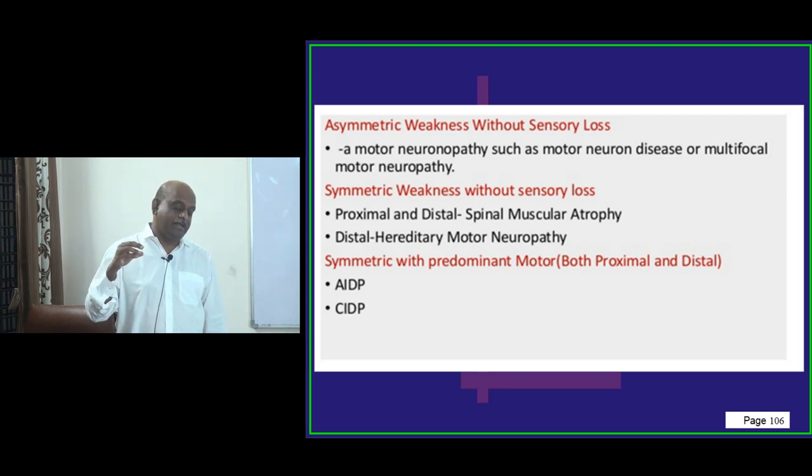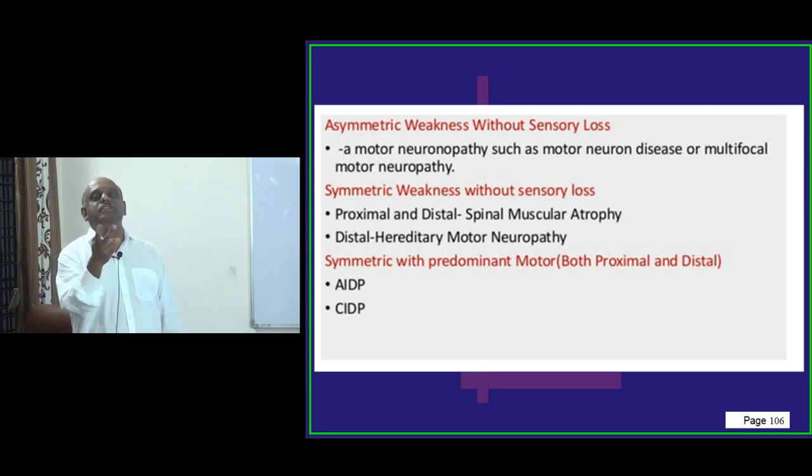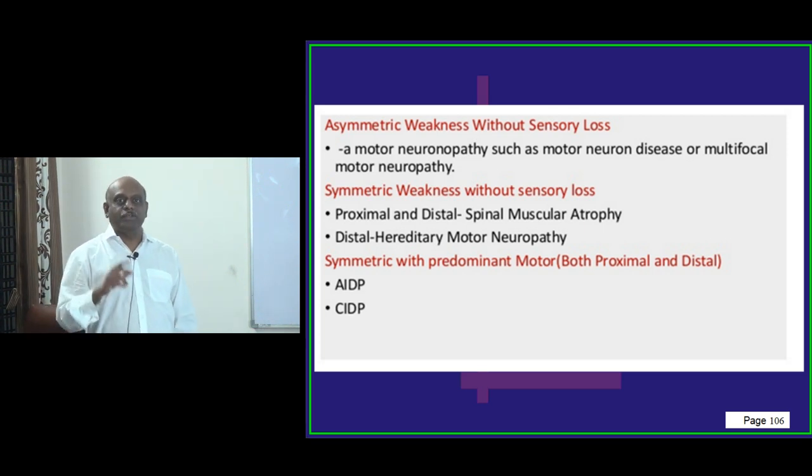The hypoxic injury is caused by the superoxide free radical injury seen in the motor neuron disease. You have both UMN and LMN features in the case of the motor neuron disease.